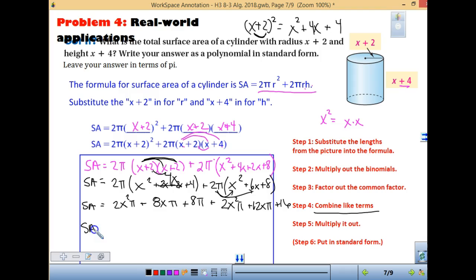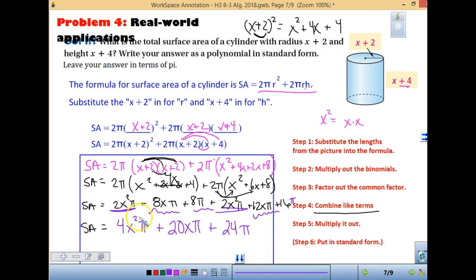Mallory, which ones can we start adding together? 2x squared pi and 2x squared pi. What do you get? 4x squared pi. Jack, I'm going to continue adding my next like terms. 8x pi and what else? 12x pi gives us how much? 20x with pi. And if we are looking at our last one, our like terms, if we add that, this should be 16 pi, right? Okay. So if we look at adding our last like terms, Dylan, what are you going to end up with? 24 pi. Plus 24 pi.